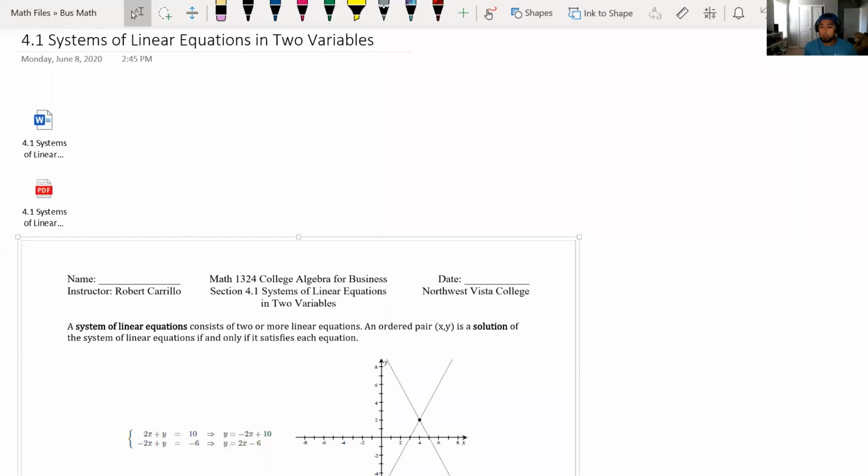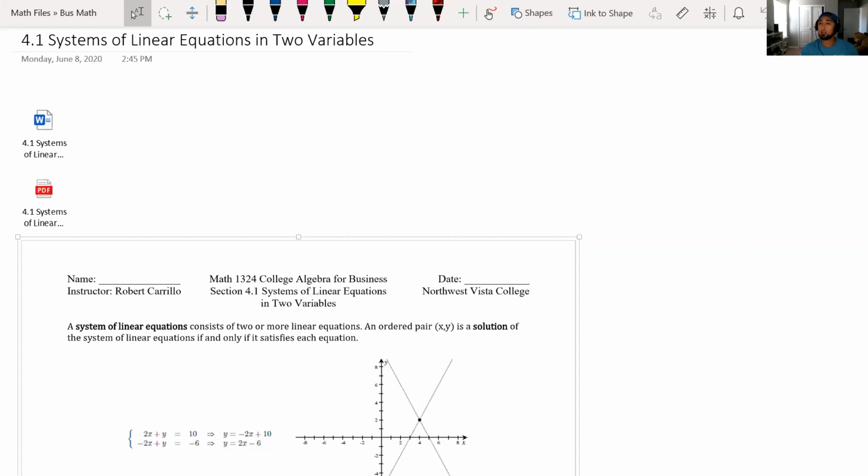Okay, welcome everybody. This is 4.1, Systems of Linear Equations in Two Variables. So we will be solving a system of linear equations. There are multiple ways to solve a system of linear equations.